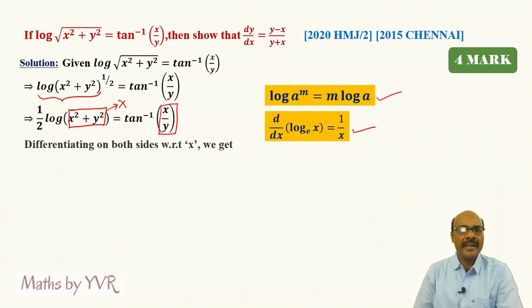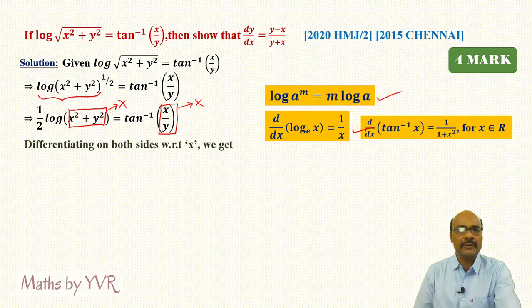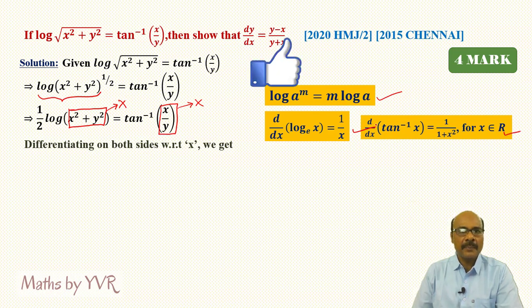So if we consider x by y term as x, then this is a tan inverse x form. Then what is the derivative of tan inverse x? 1 by 1 plus x square. So by applying these two formulas, what will we get in the next step?